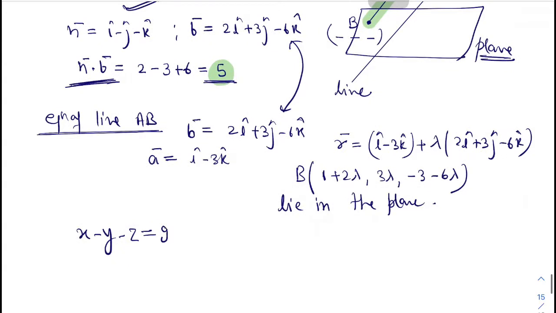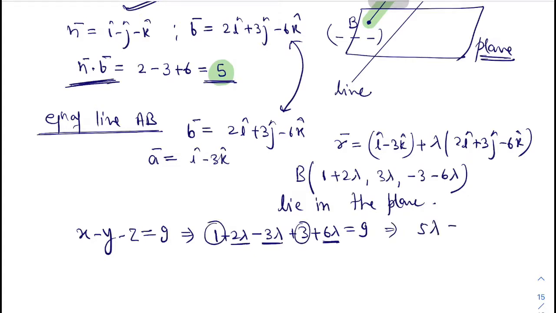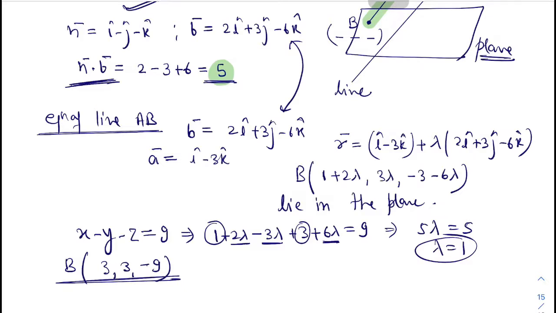So if I satisfy this B point in the equation of plane, we will get 1 plus 2 lambda minus y and minus z is equal to 9. Okay, so 6 plus 2, that is 8, minus 3 is 5 lambda, and 9 minus 4 is equal to 5, so lambda comes out to be 1. If lambda is 1, then B point is what? This is (3, 3, minus 9), by putting the value of lambda in the coordinates of B.